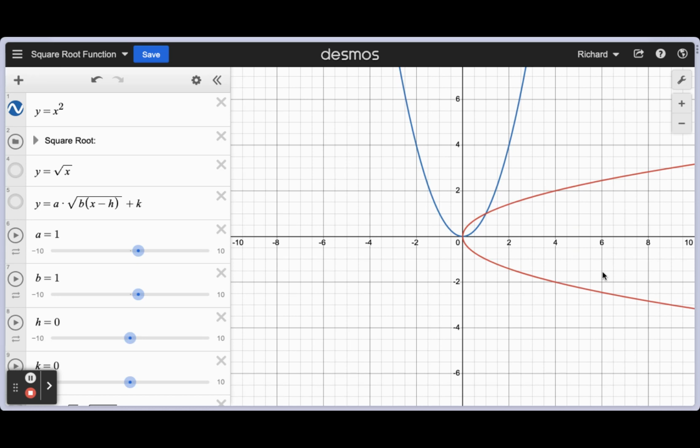Many-to-one would mean that if I went along the x-axis and went up to the line, I'll get to a point. And maybe if I go to another point and go up to the line, I'll get to the same point. That means many, being more than one, to the same coordinate for y. That's many-to-one. So quadratic is many-to-one.